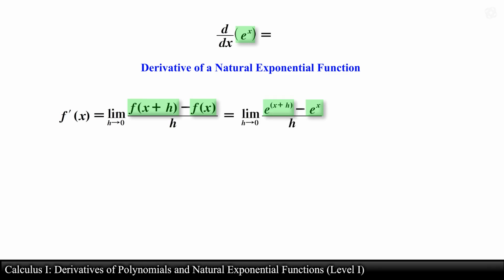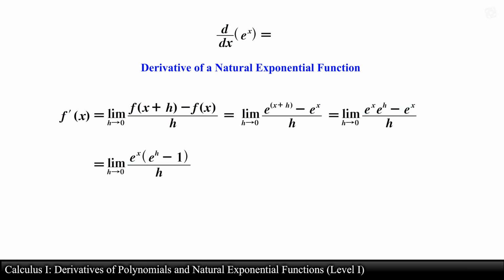Using the natural exponential function as our f of x, we go ahead and substitute it into the definition as follows. Next, we go ahead and rewrite this expression as e raised to the power of x times e raised to the power of h by applying the properties of exponents. Next, we go ahead and factor out the common e raised to the power of x term as follows. So now we have e raised to the power of x times the limit as h approaches 0 of the quantity e raised to the power of h minus 1 over h.